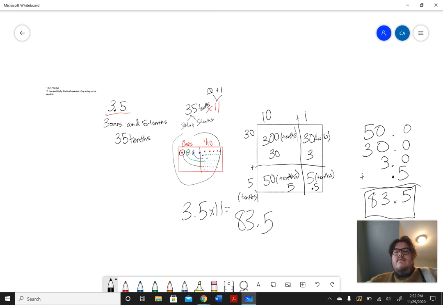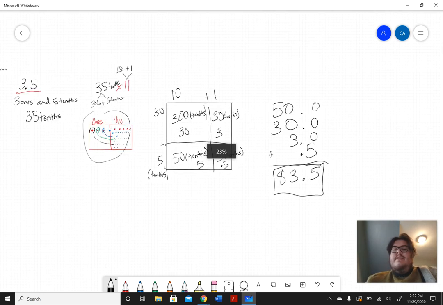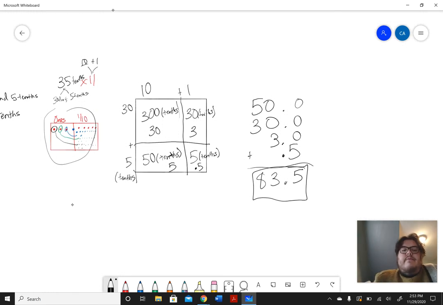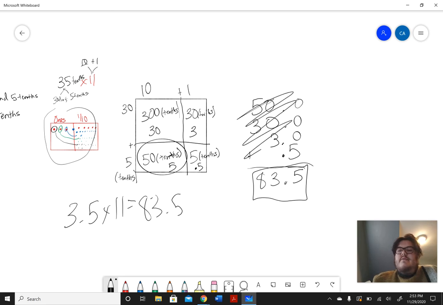Wait a second. Okay. So just like yesterday when we were estimating and making reasonable estimations, right? I wrote 3 and 5/10 times 11 equaling 83 and 5/10. And I went, that doesn't make any sense, because 11 is pretty close to 10, and 10 times 3 would only be 30. Why am I getting 83? It's because of right here, friends. I wrote down 50 instead of 5. Oh my gosh. Okay, so we're going to try this again.